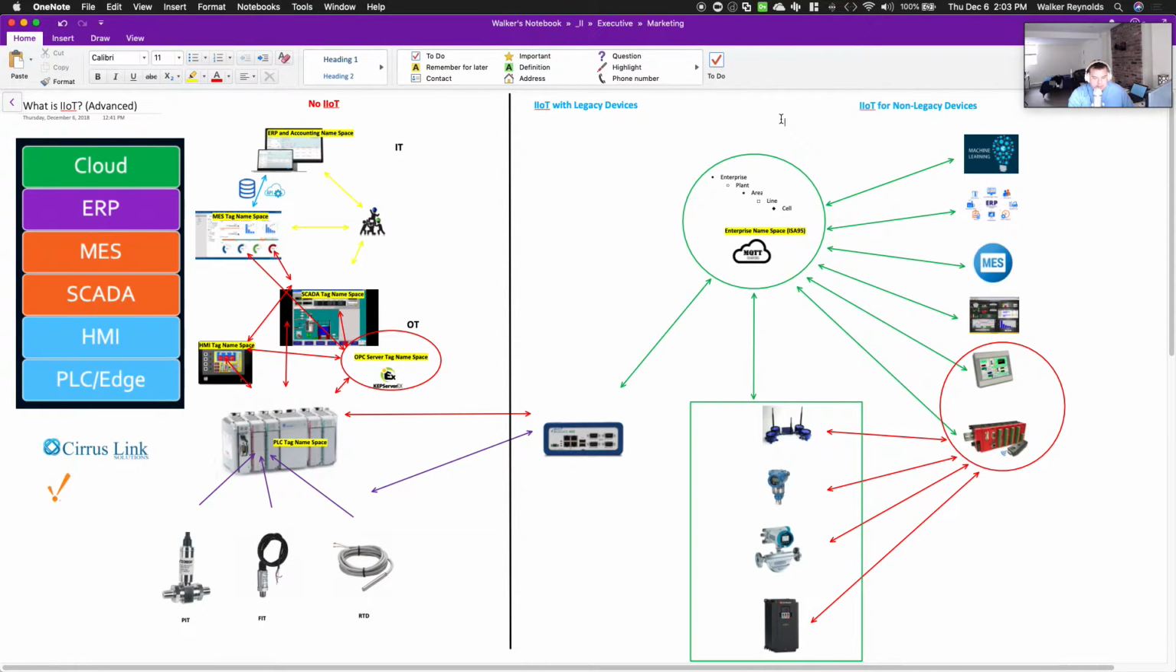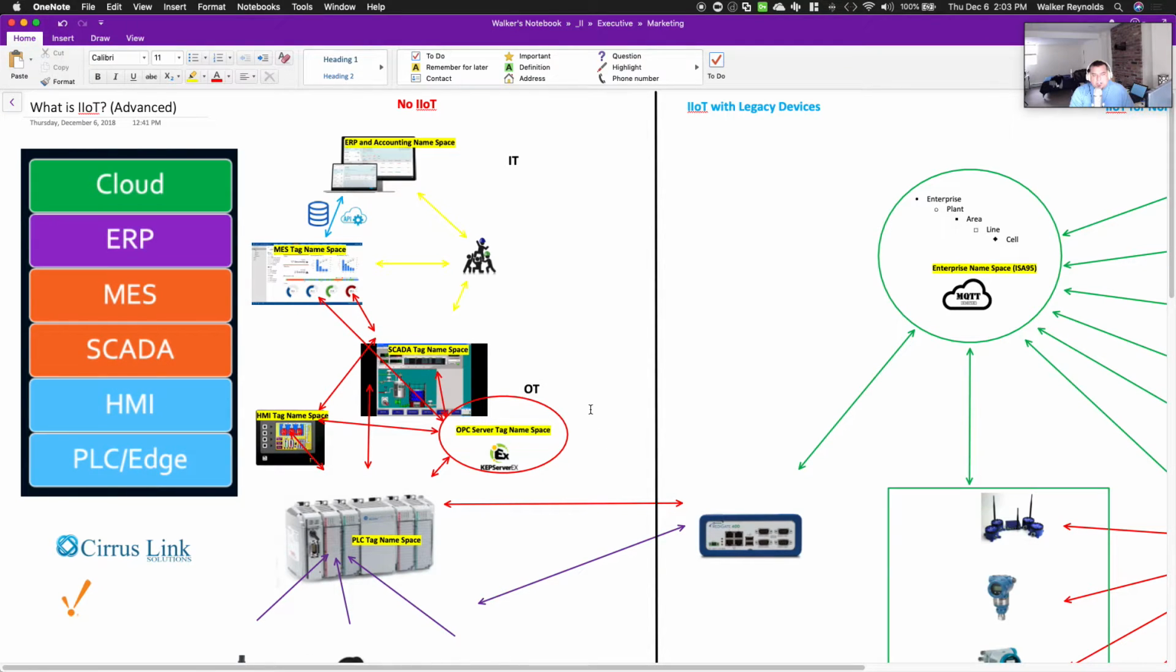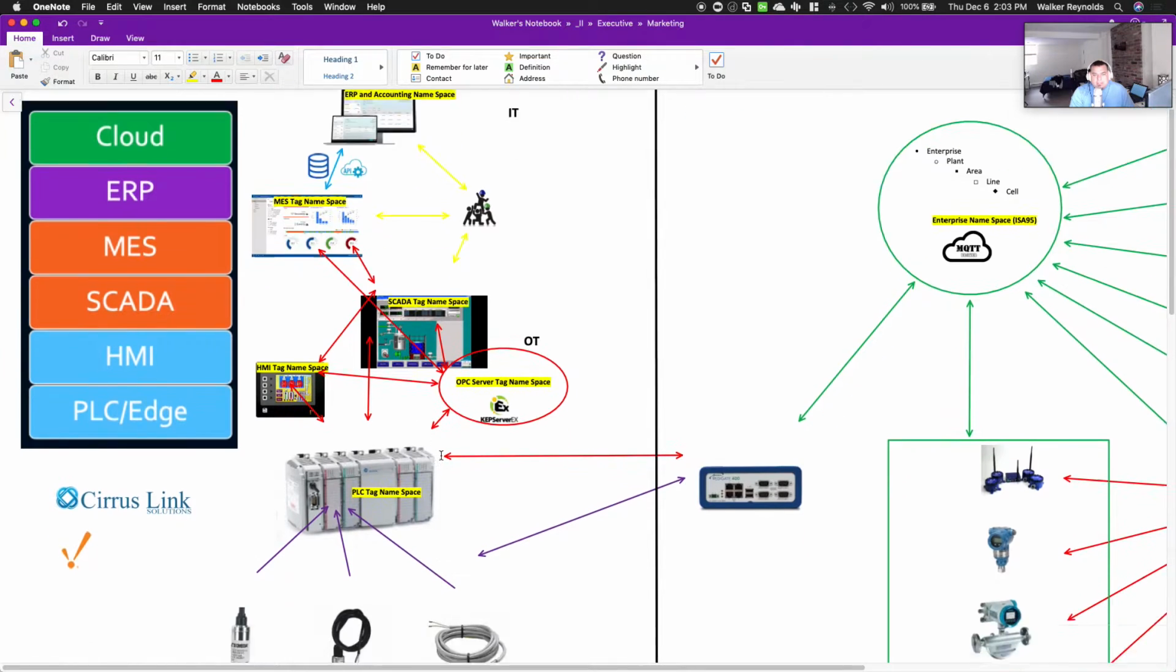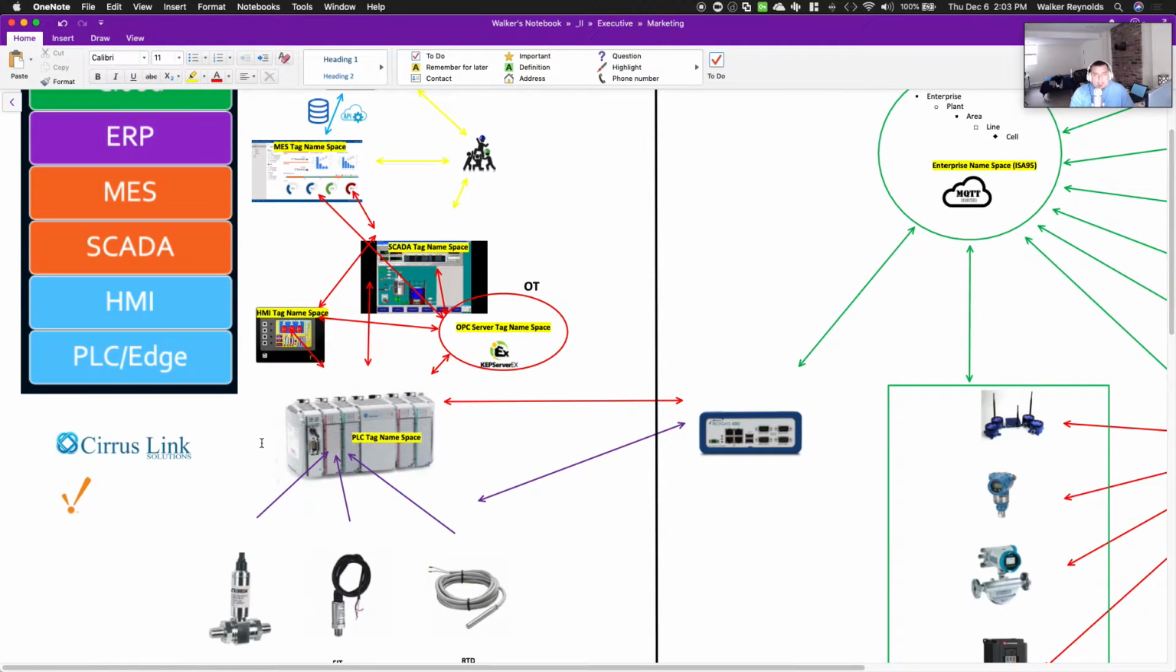Okay, so there's lots of arrows here. I'll explain everything. First thing we're going to do is focus on no IIoT. This is the traditional structure. You'll notice PLC, HMI, SCADA, MES, ERP, and cloud line up with our business layers. Our levels 0, 1, 2 are right here: PLC, HMI, SCADA.